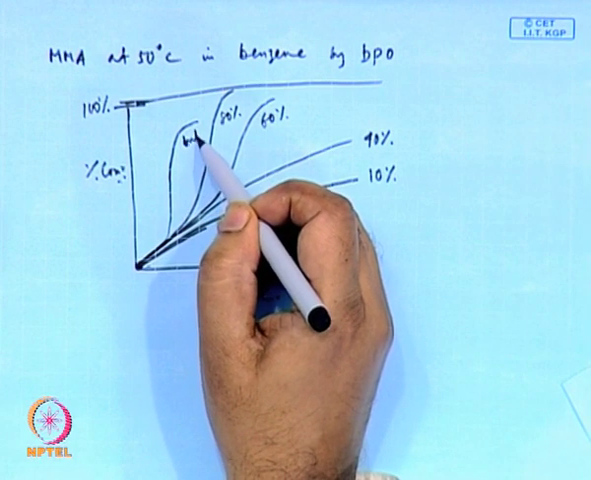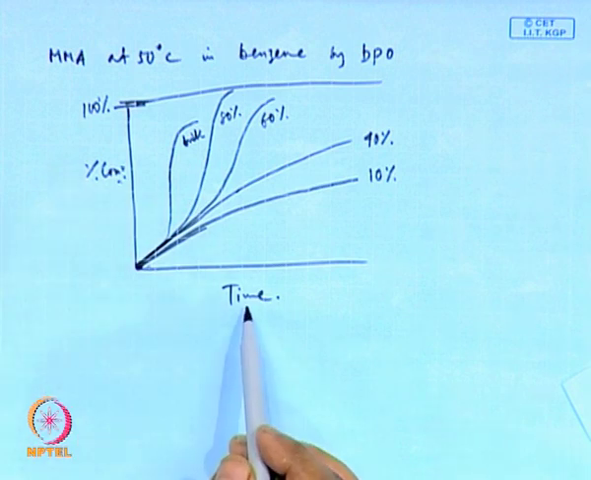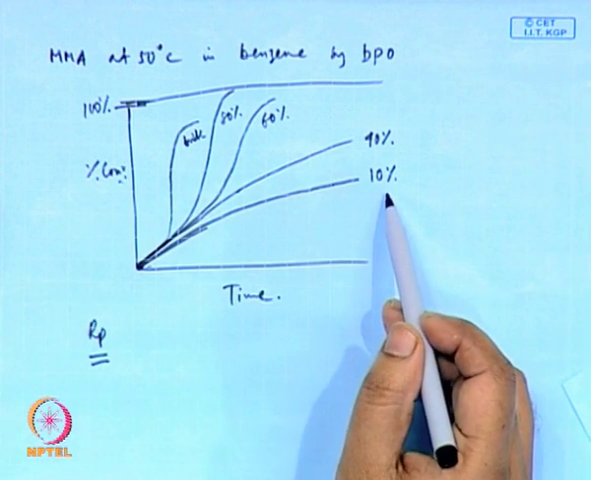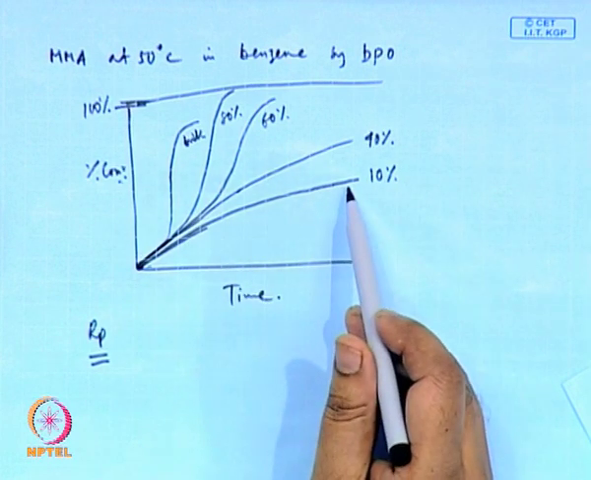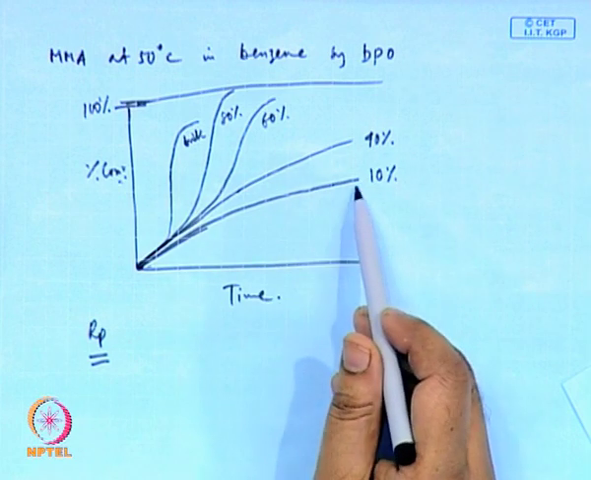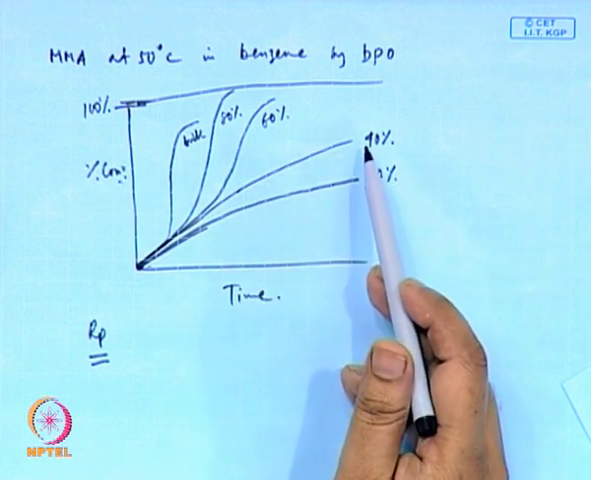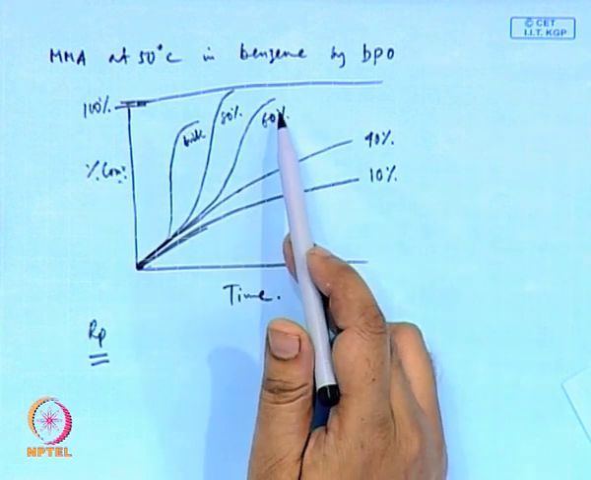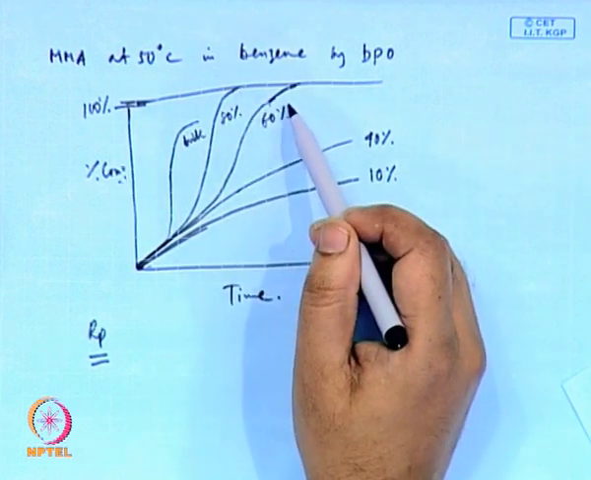This is bulk. Okay. So, this conversion versus time gives you the rate of polymerization. If you do it at a 10% concentration, then the rate goes down slowly, but no gel effect happens. It does not happen for 40% as well, but if the concentration of the monomer is very high, 60%, then there is a gel effect.